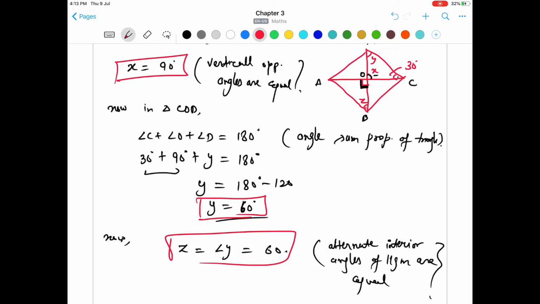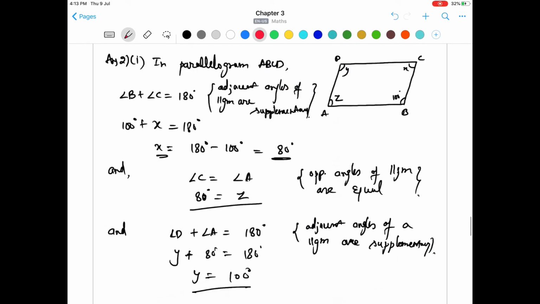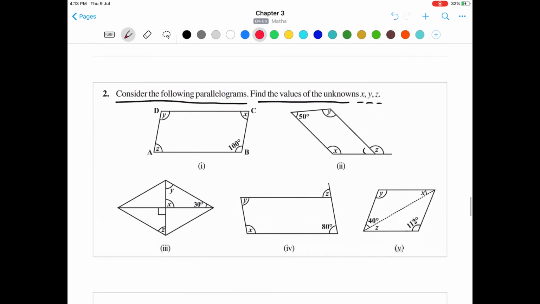Okay, so similarly we can solve the remaining two parts of this question. The next two parts I'm giving you as homework. Okay, you will try them by yourself. If you face difficulty, we'll discuss that in the next class. Okay, I'm explaining this question. So here also we have to find the value of x, y and z.